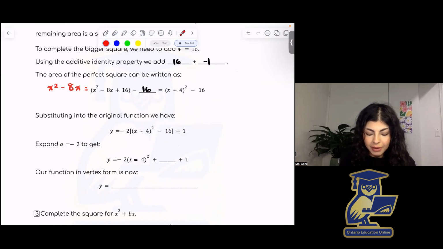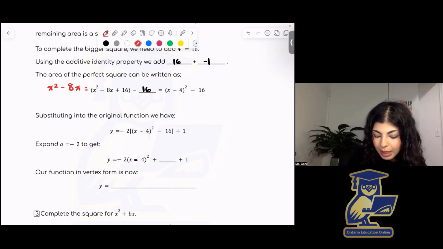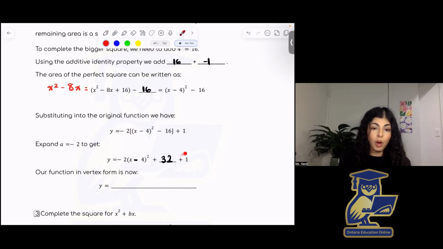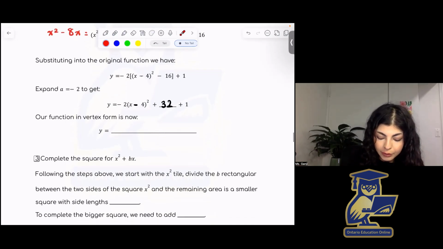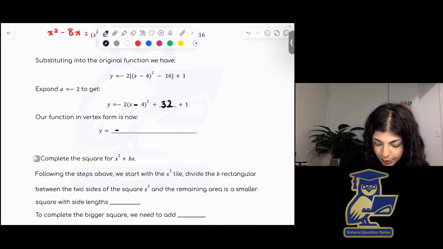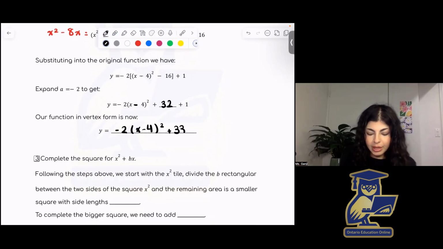So expand that a of negative 2 by distributing into the bracket here. But we do not want to expand that bracket because we worked so hard to find that perfect square. So that's the only thing you are going to keep. But we can still distribute this to get negative 2 times (x minus 4) squared. And then distribute that negative 2 to the constant term. So we get negative 2 times negative 16, plus 32, but we also had that 1 left over. So now in vertex form, our original function can be written as negative 2 times (x minus 4) squared plus 33.